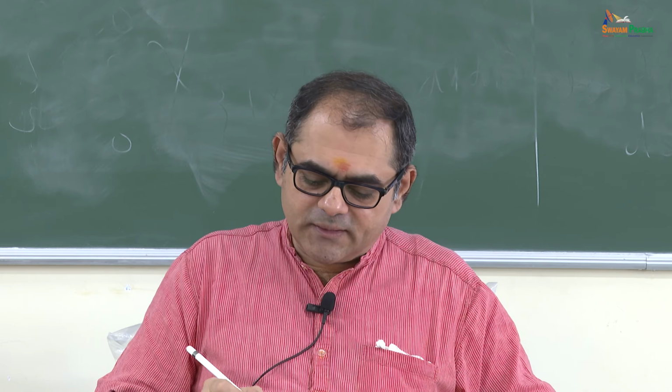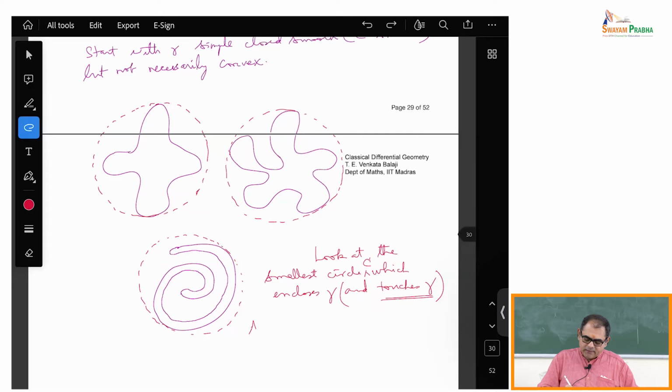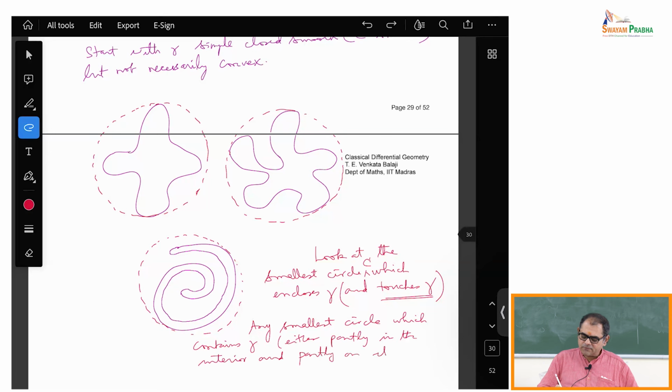Let me write that any smallest circle which contains gamma lies partly in the interior and partly on it.